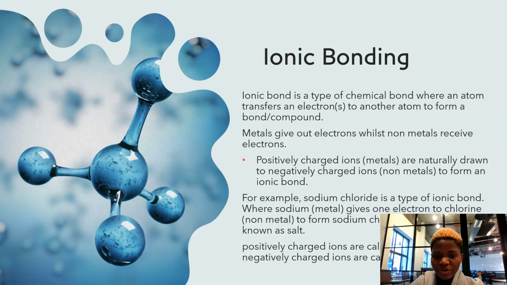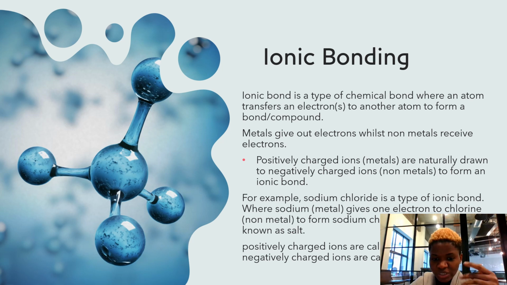Okay, so now ionic bonding. What is ionic bonding? Ionic bonding is a type of chemical bond where an atom transfers an electron or electrons to another atom to form a bond or compound. So mostly an ionic bond is an electrostatic type of bond, which means opposite charges attract each other. Positively charged ions tend to attract negatively charged ions.